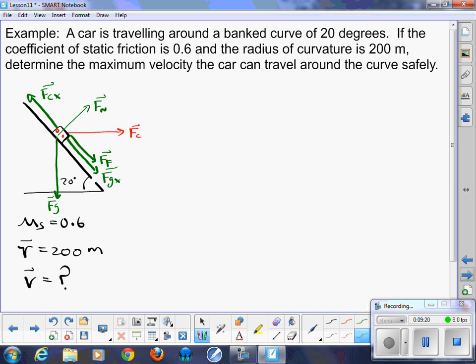All right, so let's look at the formula that's involved here. So we know that we're dealing with force centripetal. Okay, so our force centripetal, which is holding us on there.